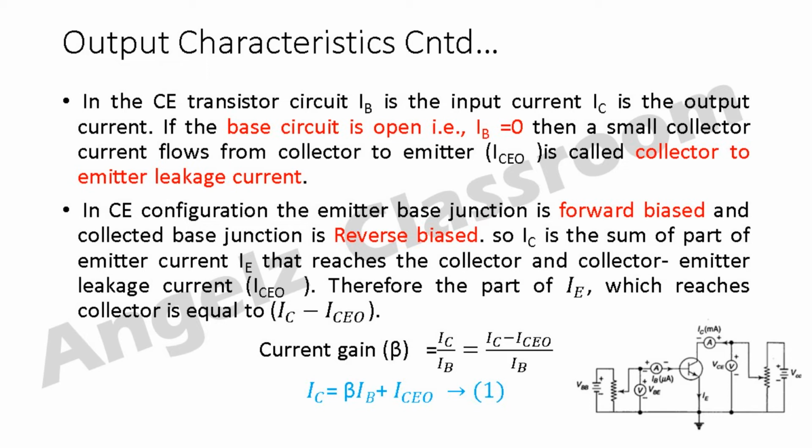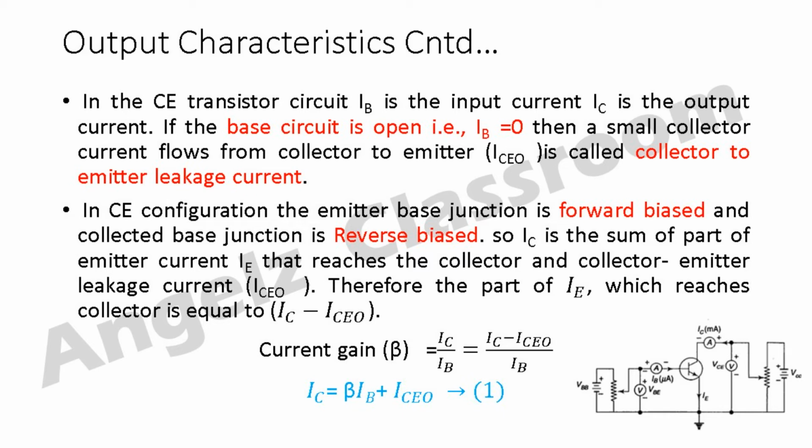Okay. Next thing, in CE configuration, the emitter base is always forward biased and collector base is reverse biased. I am going to calculate the value for collector current IC. This IC is a sum of the part of emitter current that reaches the collector and the collector emitter leakage current. So therefore, the part of emitter current which reaches the collector should be equal to IC minus ICEO. Now I am calculating the current gain beta. So the beta is equal to IC divided by IB, which is equal to (IC minus ICEO) divided by IB.